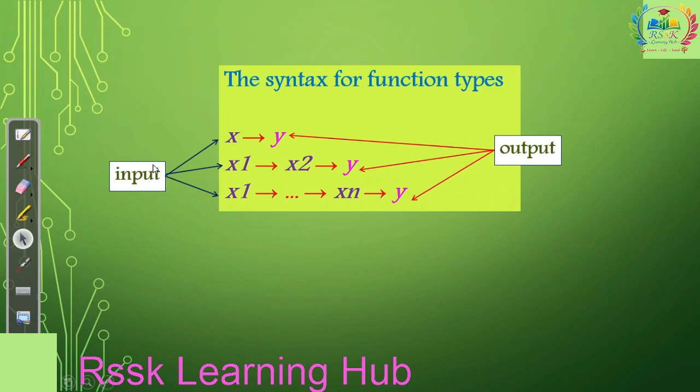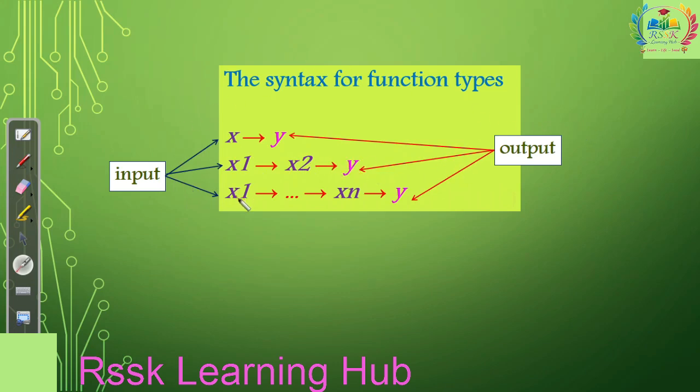So now see the first one. This is x. Your input is x, creating an output as y. This is one way: one input, one output. Now see the second part. x1 is one input. It is passed to another variable, that is x2. So both are inputs, and they produce a concrete output of y.